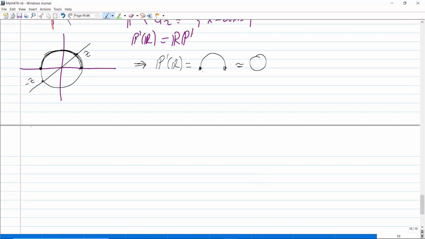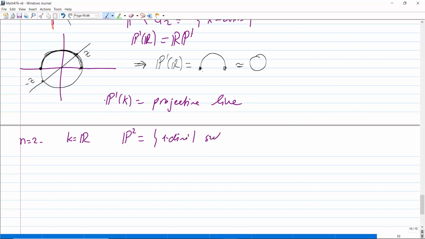And similarly for RP2, P2. So let's look at n equal to 2. When n is equal to 1, this P1K is called the projective line. And for n equal to 2, let's take again K to be R. In this case, P2 is the lines, one-dimensional subspaces in R3, so the lines through the origin.